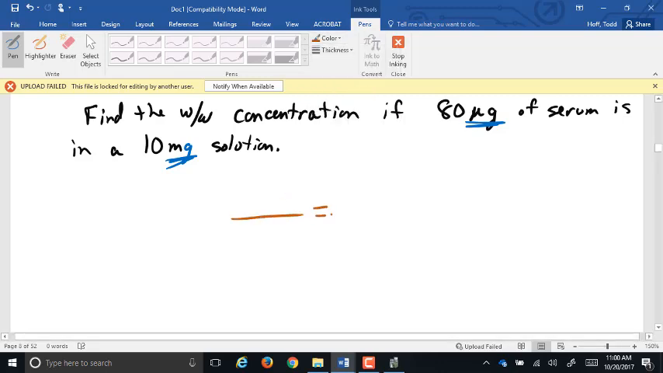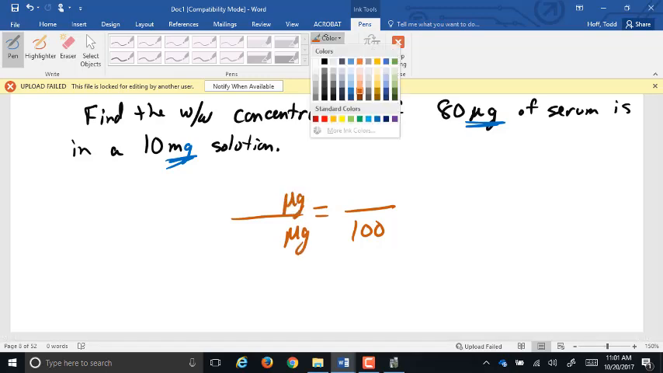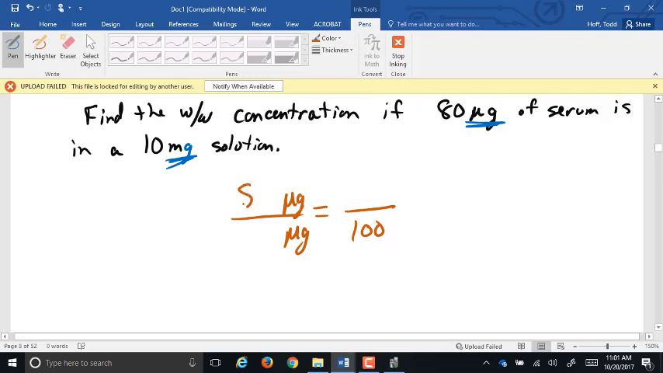One of the keys to make this work is I have to be comparing two things with the same units. So I either have to make both of them micrograms or both of them milligrams. Probably easier to make both of them micrograms. So the 80 is going to stay 80. Is the 10 the total? In a 10 milligram solution, it is the total. When it says milligrams of solution or milligram solution, that is the total. If it says milligrams of saline or water, that's just the water.